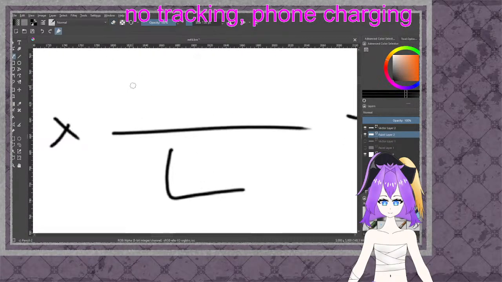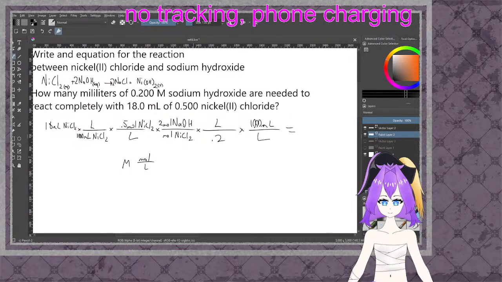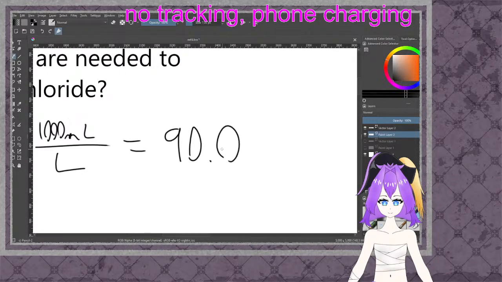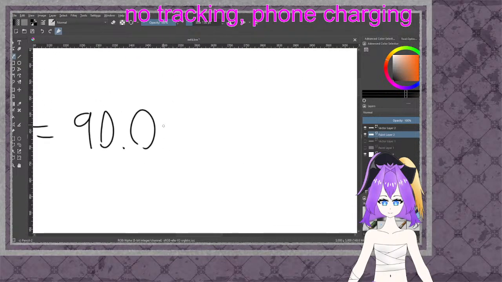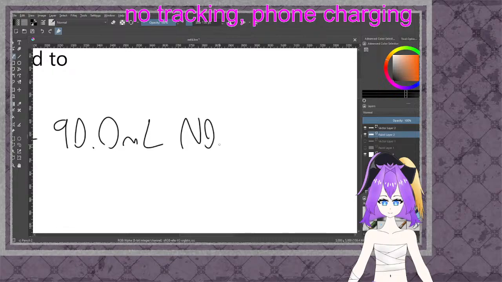Go ahead and erase this. 1,000 milliliters. So we have 18 divided by 1,000 times 0.5 times 2 divided by 0.2 times 1,000. And we end up with 90 milliliters, exactly 90. Because we have 3 sig figs as our givens and in our molarities, we want a 0.0 out of those 3 places. Milliliters of sodium hydroxide.